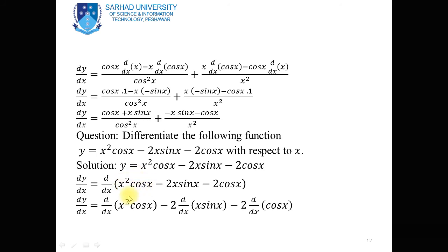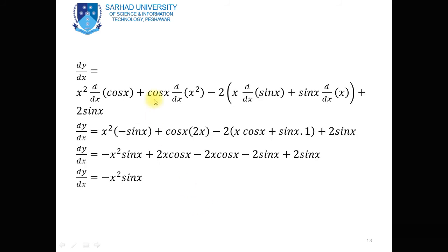For the derivative of this function, we use the product rule, and these two terms are also in product form. So the derivative of these two functions will be by the product rule, and the derivative of cos x is equal to minus sine x. Now you see over here x square is the first function and cos x is the second function. Similarly, in this term, x is the first function and sine x is the second function. So applying the product rule: first function into derivative of second function plus second function into derivative of first function.